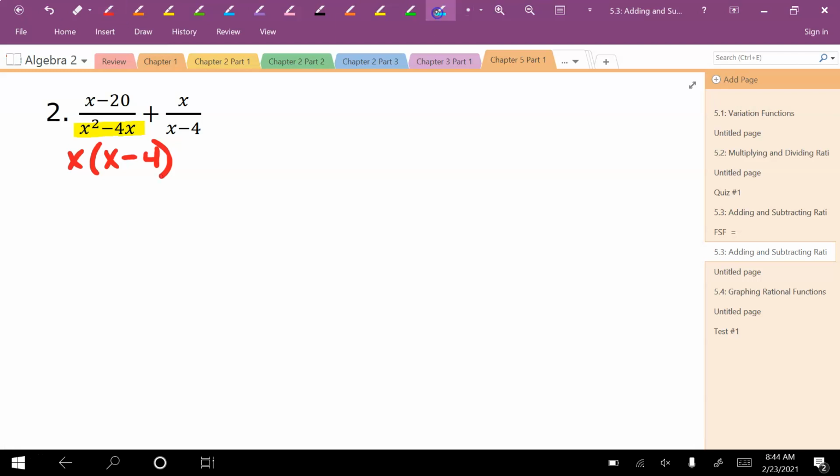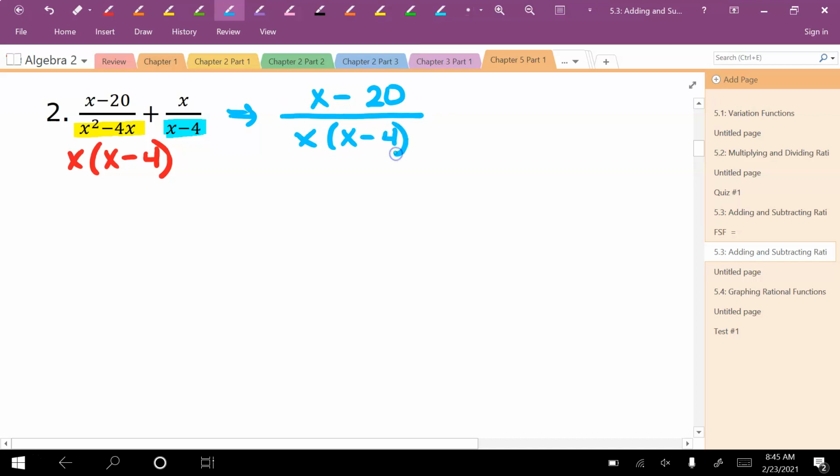Now the second fraction has an x minus 4. What is the second fraction missing that the first denominator has? Good, x on the outside. So what should we multiply the second fraction by? X. And you want to do it to the top and to the bottom. Don't do anything to the first fraction. So leave x minus 20 over x times x minus 4. Leave that one as is, but take that second fraction times an x on the top and an x on the bottom.